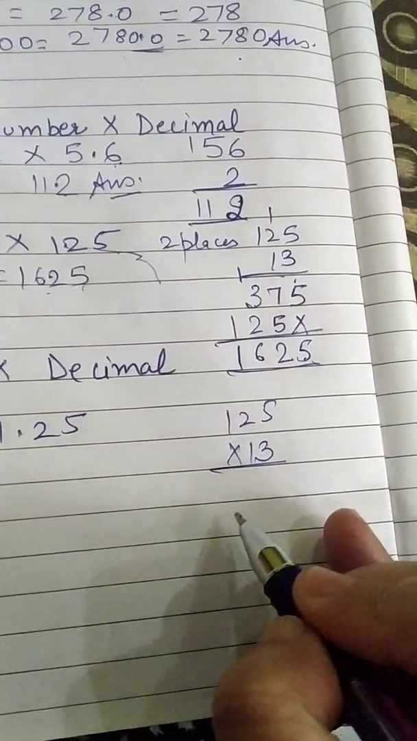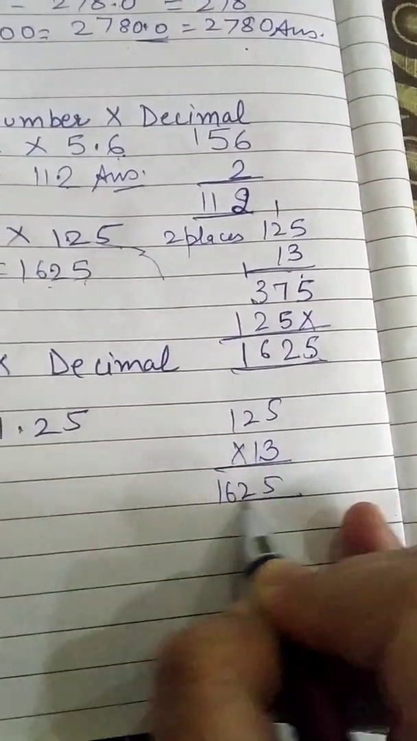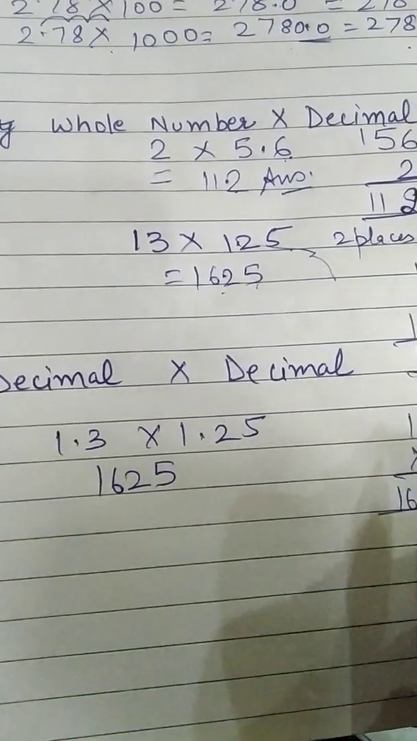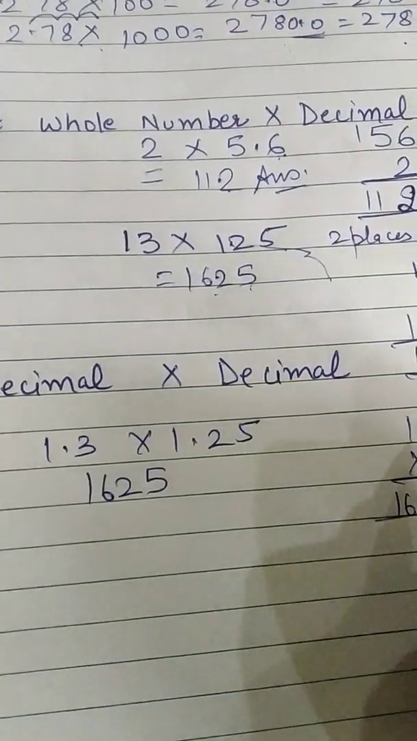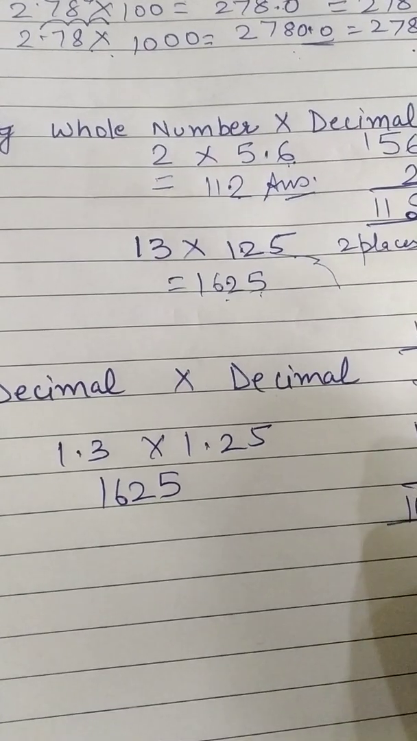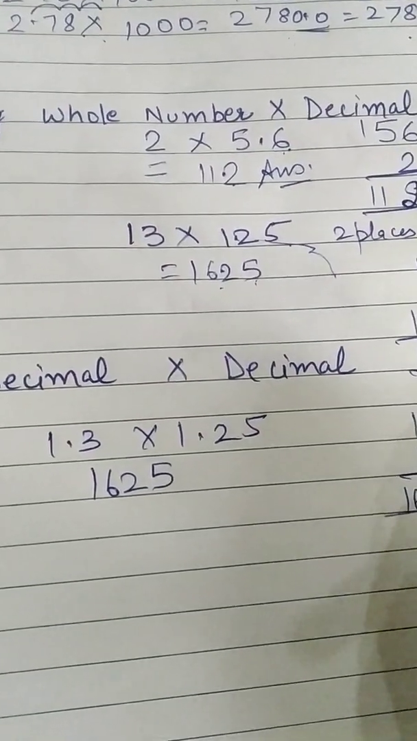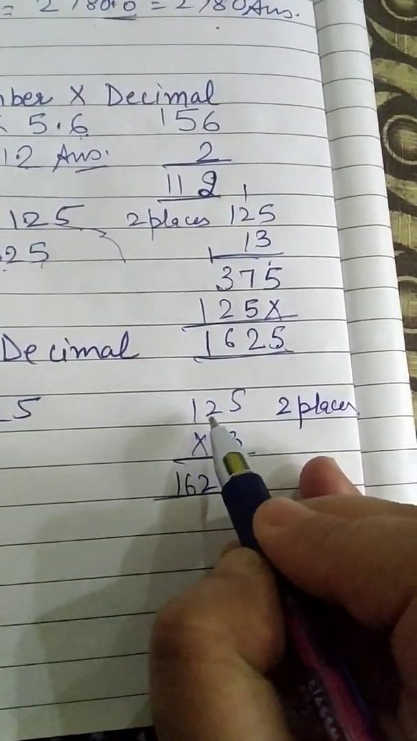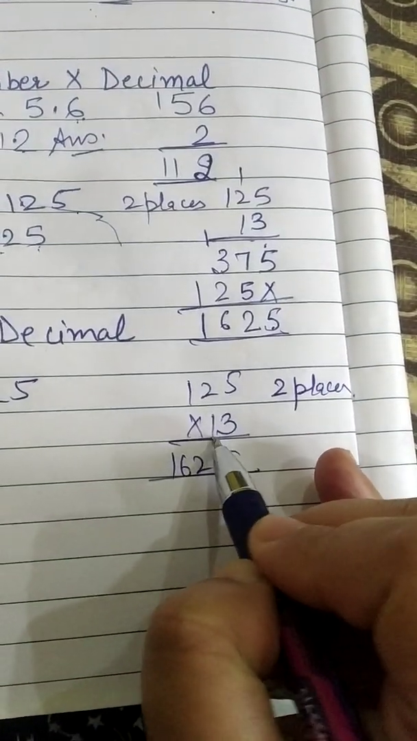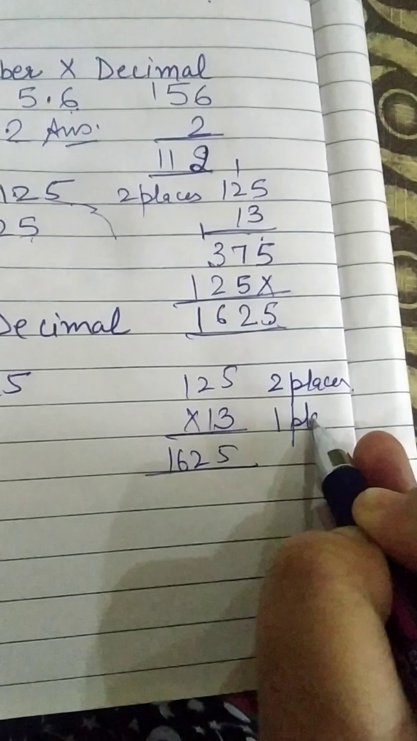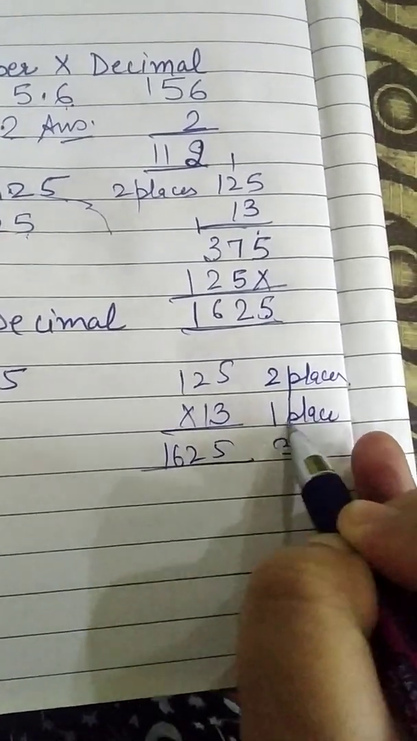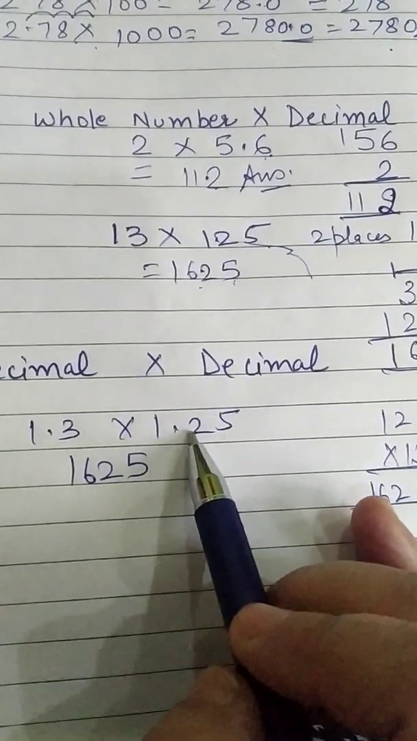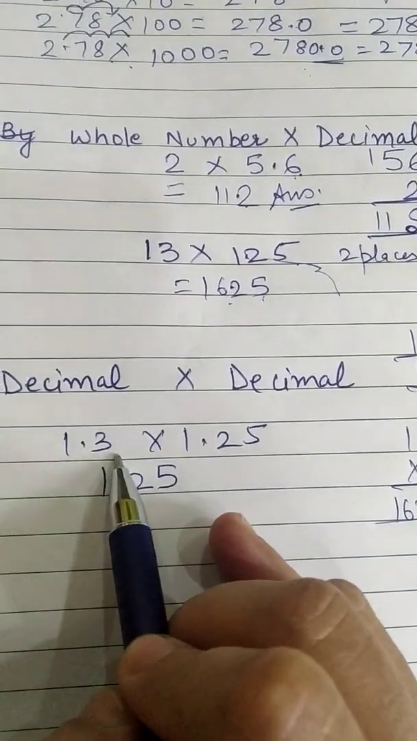We have already solved this above, so it will give us 1625. Here I will write 1625. Now count in this number. I have got 2 places after the decimal. In this number I got 1 place after the decimal. So total I am having 3 places after the decimal, 2 from this number and 1 from this number.